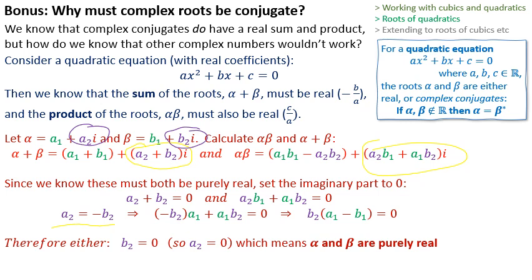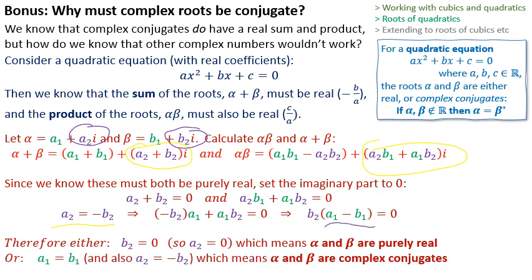What about the other option? What if the bracket A1 minus B1 is actually 0? Well, if that's the case, then A1 would have to equal B1. And if A1 is equal to B1, and remember, without changing anything, I'm just restating the result we had before, A2 is also necessarily equal to minus B2. Now, what does that tell us? It tells us that the real components of alpha and beta must be the same, and that the imaginary components of alpha and beta must be the opposite sign. That is exactly the definition of complex conjugates.